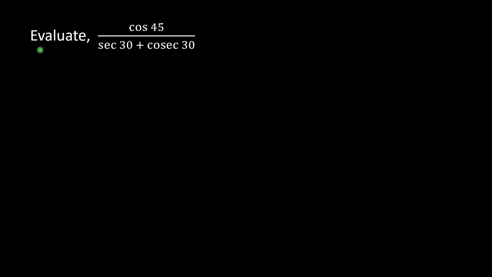We will use shortcut method to evaluate cos 45 divided by sec 30 plus cosec 30. For finding trigonometric values of 30 degrees, we will draw a 30 degree, 60 degree, 90 degree right triangle and write side opposite to 30 degrees 1, side opposite to 60 degrees root 3 and hypotenuse 2. So with the help of these three sides, we can write trigonometric ratios of sec 30 and cosec 30.